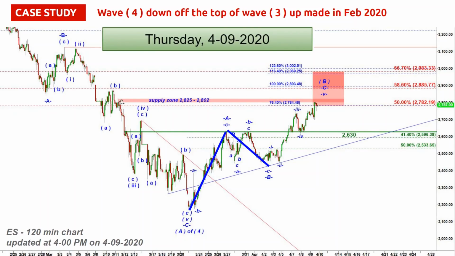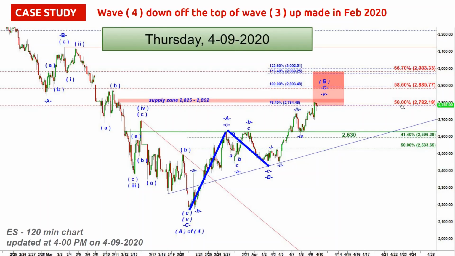This is a long wick of a failed bullish pullback here. So there were a lot of orders left unfilled here, and this is why that supply zone created additional resistance, and this is exactly where it tapped on Thursday. In addition to that, you can see that this is where the 50% retracement of the whole drop from the February 2020 top is.